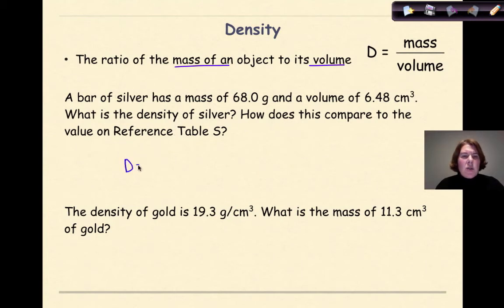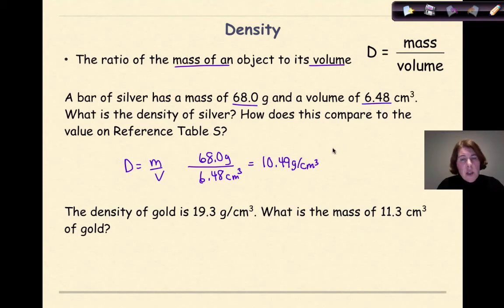So density is going to equal mass over volume. I'm going to write my mass on top, 68.0 grams. I'm going to divide that by the given volume of 6.48 centimeters cubed. And when I work this out in my calculator, it's 10.49 grams per centimeters cubed. But again, I take a moment and say, well, here we have 3 significant figures, here we have 3 significant figures, therefore my answer should have 3 significant figures. So when I round this to the appropriate number of significant figures, it should be 10.5 grams per centimeters cubed.